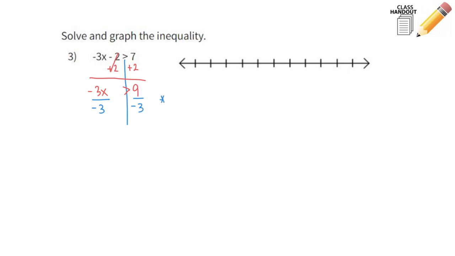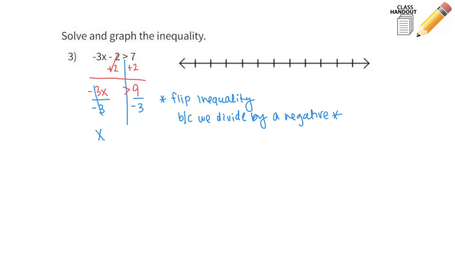In this case, since we divided by a negative, we're going to flip the inequality. Okay, so now we have x by itself, and since we're dividing by a negative, we're going to flip the symbol to be a less than symbol, and 9 divided by -3 is going to be -3.